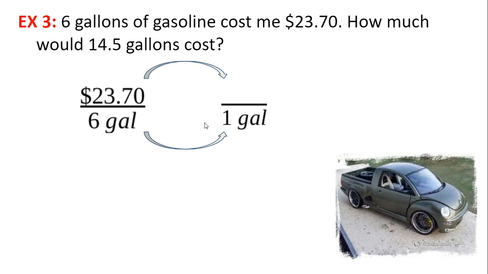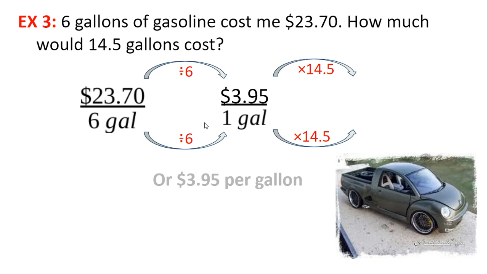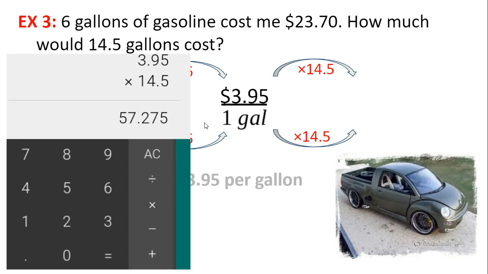To solve this, I'm going to go ahead and find the unit rate. So I'm going to divide by 6. And I got $3.95 for 1 gallon. Now that I know the unit rate, I can multiply by the total number of gallons that I want, which is 14.5. And I used a calculator to figure this out, and my calculator said 57 and 275 thousandths. But I know that prices don't go into the thousandths, so I needed to round this to the nearest cent.